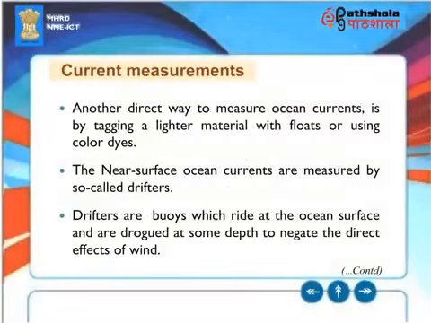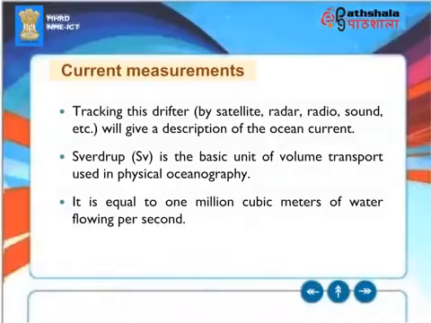Current measurements. Another direct way to measure ocean currents is by tagging a lighter material with floats or using colored dyes. The near-surface ocean currents are measured by so-called drifters. Drifters are buoys which ride at the ocean surface and are dragged at some depth to negate the direct effects of wind. Tracking this drifter by satellite, radar, radio, sound, etc. will give a description of the ocean current.